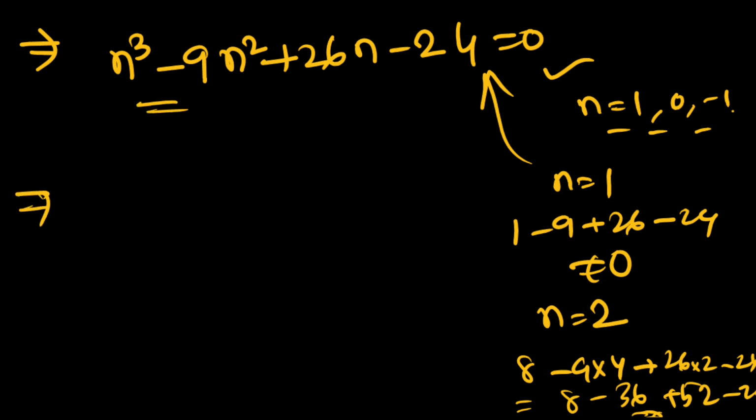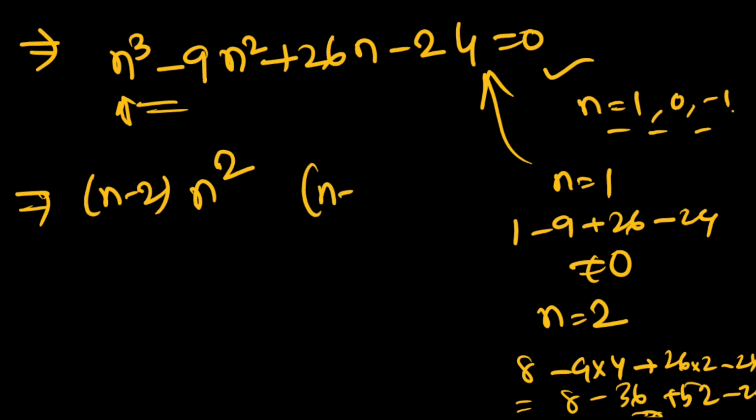So n minus 2 is a factor of this equation. So we try to find the other factor, which is the quadratic term. So n minus 2 is a factor, how to find this quadratic term? First we make this n cube. So how to get n cube? n minus 2 is a factor, so n minus 2 multiplied by n square gives n cube, and second, minus 2 n square. But actually we need minus 9 n square.